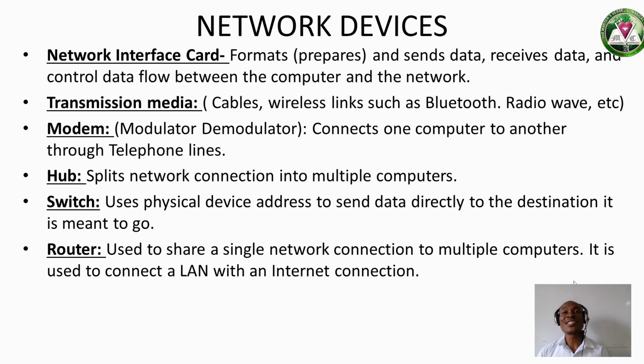Then the next one is the switch. A switch is just like the hub, but the difference here is that the switch has more advanced technology. When a hub is transmitting information, it will transmit to the network. Every computer will receive. But in the case of a switch, the switch will use the physical address of that device to send data directly to the port where it's supposed to go, to the right destination. Okay? So assuming it's in port 1, when the switch is sending, it will send it directly to port 1. But the hub will just send the information to the entire network.